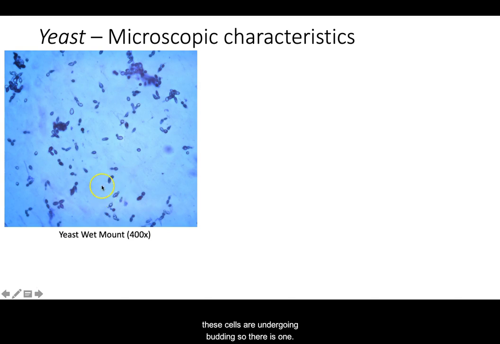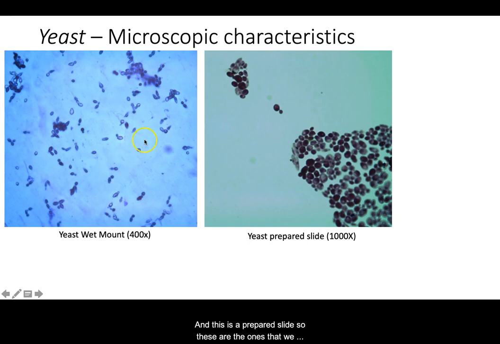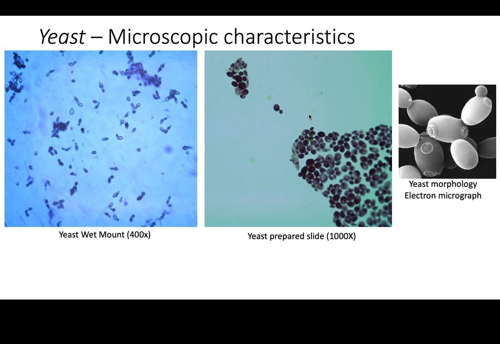So there's one. And this is a prepared slide. So these are the ones that we have in the green slide boxes that we have available for you guys to view. And so again, here is a single cell with a bud coming off of it. So unicellular yeast cells. Very different appearance than what we saw for mold. So no hyphae here, no spores here, but unicellular globular cells with buds. This is again an electron micrograph, and so you can just see a single cell and a bud coming off of it.